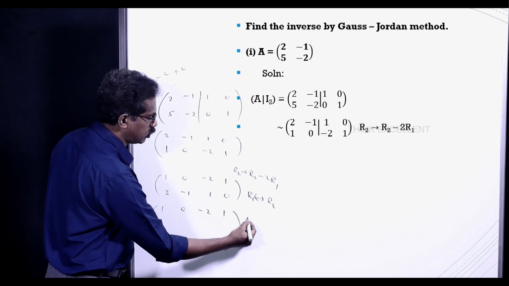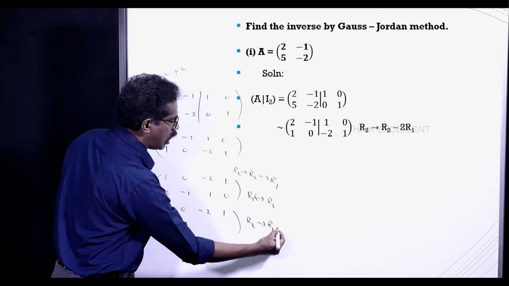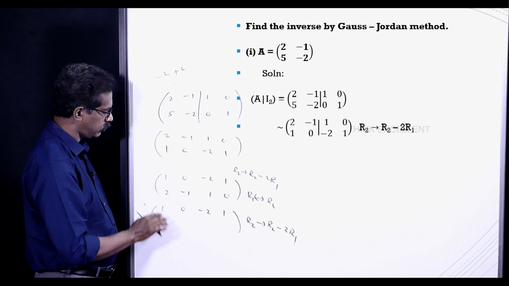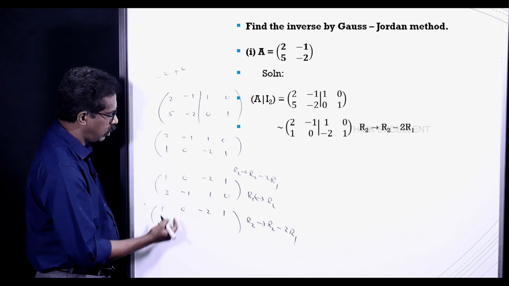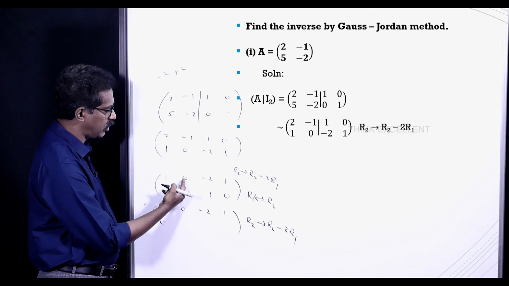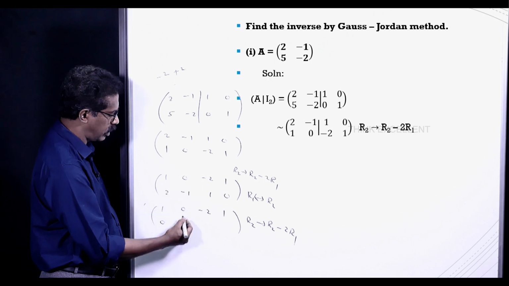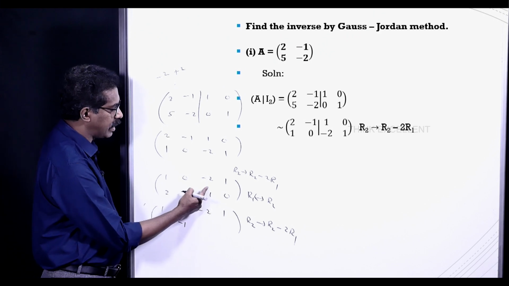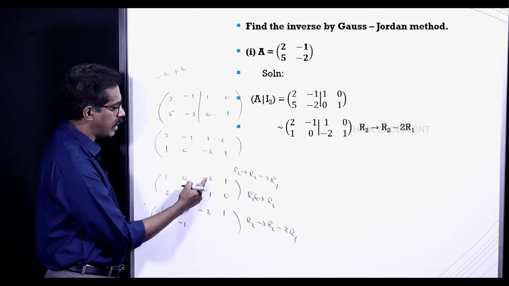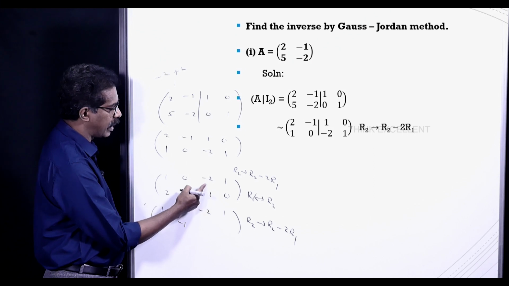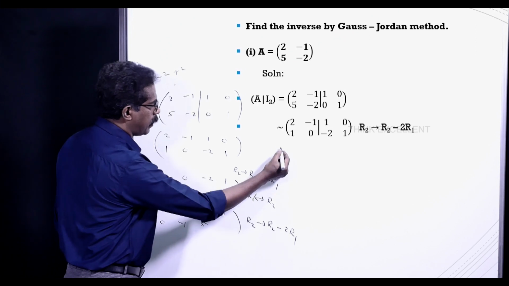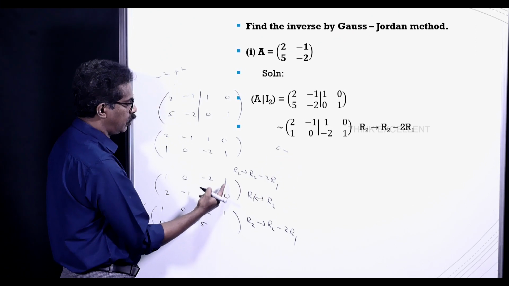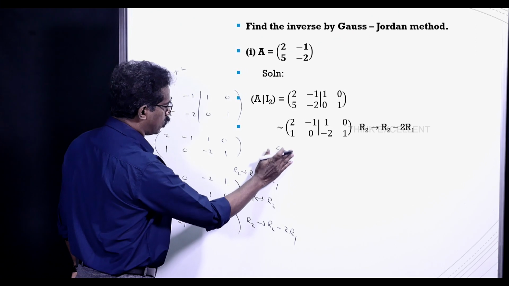2 minus 2. So R2 is R2 minus 2 R1. Multiply by 2, subtract, 2 minus 2 is 0. Minus 1 minus 2 into 0, it won't make any change, minus 1. 1 minus 4, so it becomes plus 5, right? 0 minus 2 into 1, it is minus 2. So minus 2 you will get.